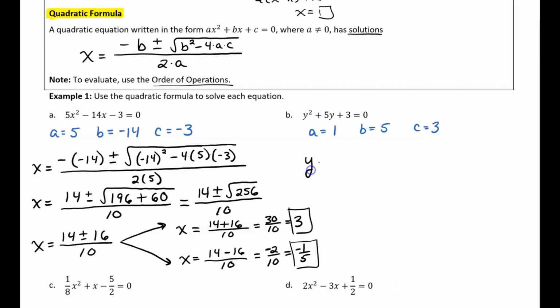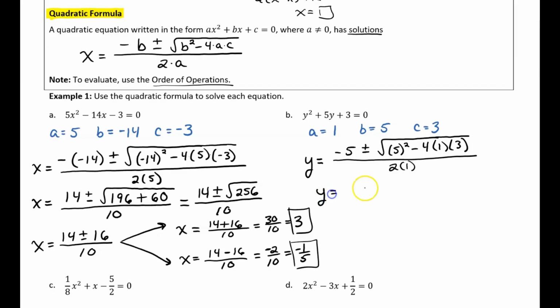So let's take our quadratic formula. We'll make this y equals since that's our variable. But I'm going to follow the same setup on the other part of the formula. So negative b, well, that's negative 5, plus or minus the square root of 5 squared minus 4 times a times c, so that's 1 times 3. All of this divided by 2 times 1. Let's see what we get up top then.